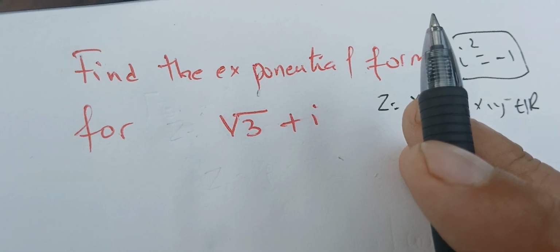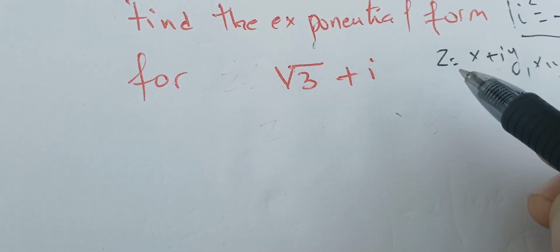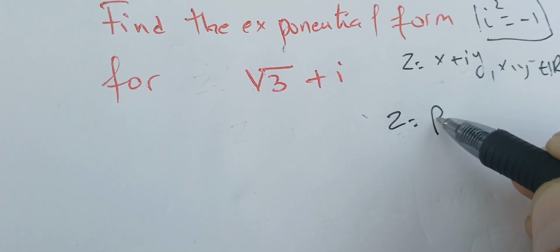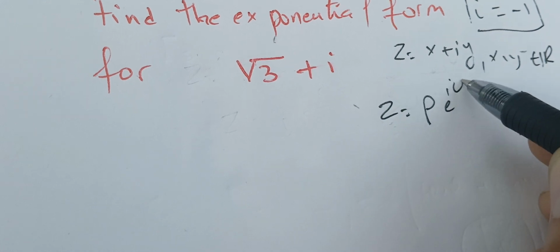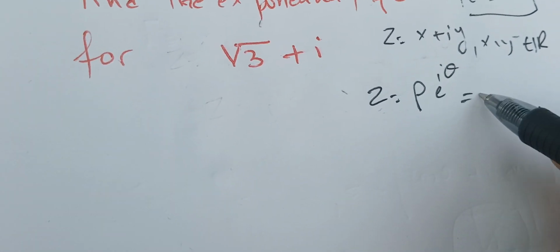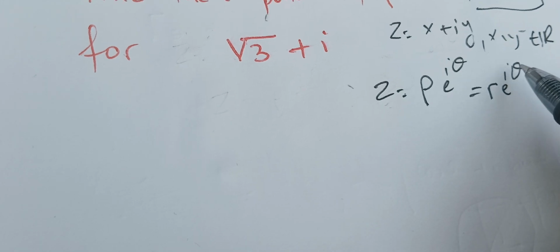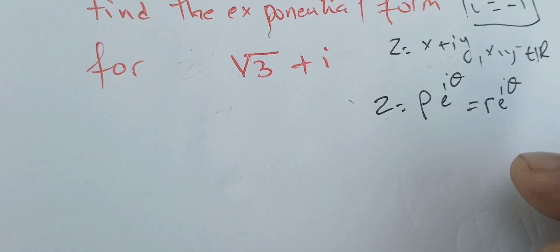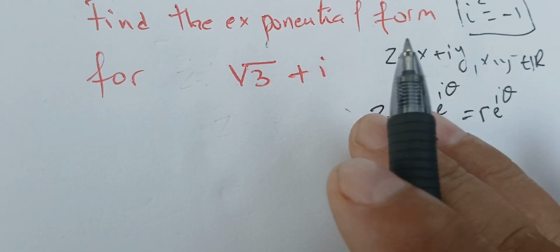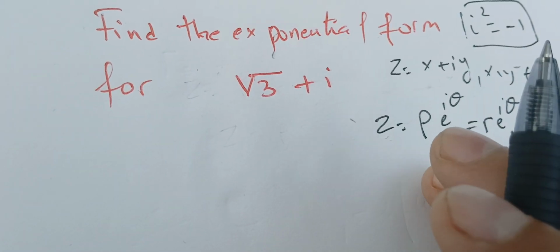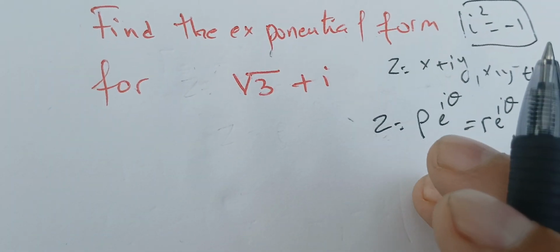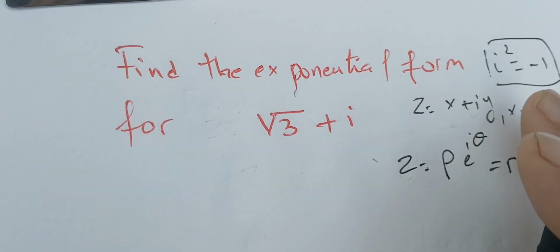For the exponential form, we will have to write z as rho or r e^(i theta). Some notations use r e^(i theta). So theta is the argument of the complex number, and rho or r is its norm or modulus.